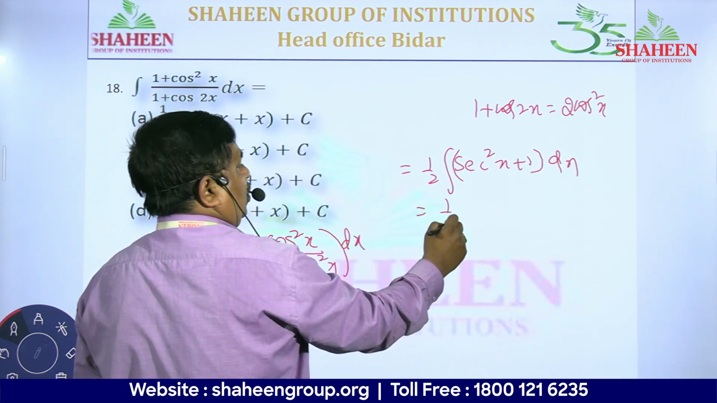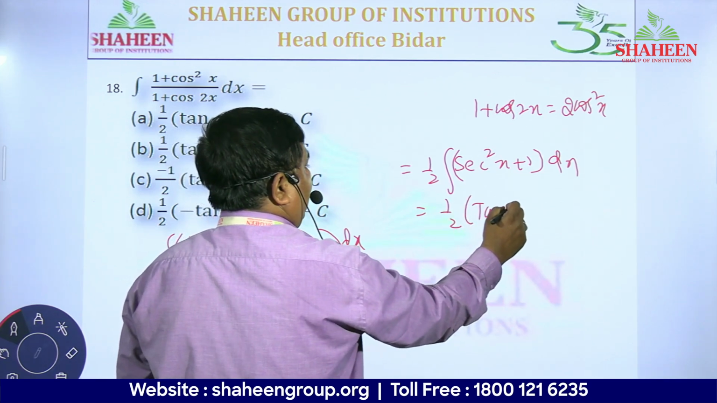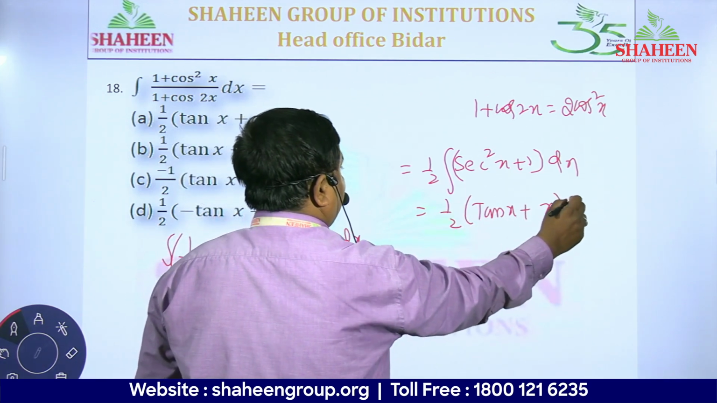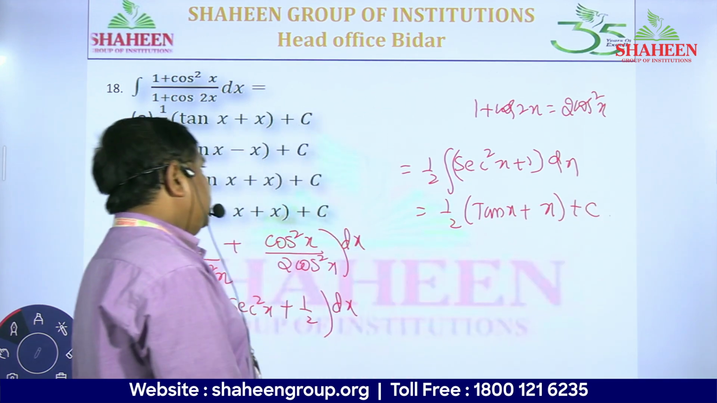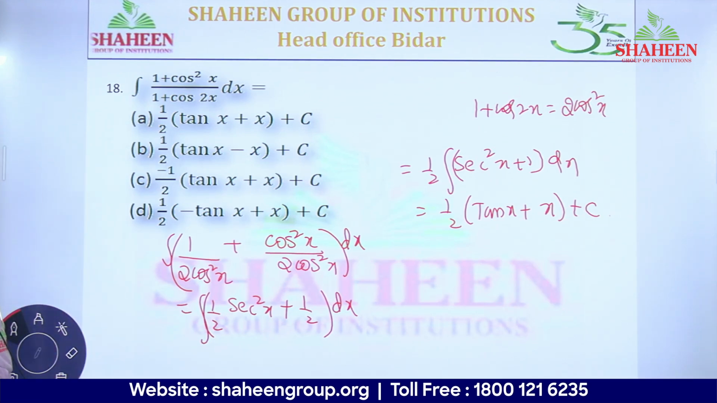This is equal to 1 by 2 into, integration of sec square x is tan x and integration of 1 is x, plus c. So 1 by 2 into (tan x plus x) plus c is the final answer.